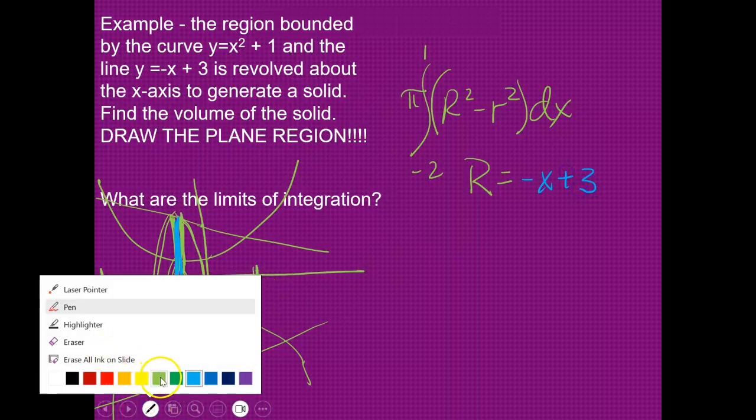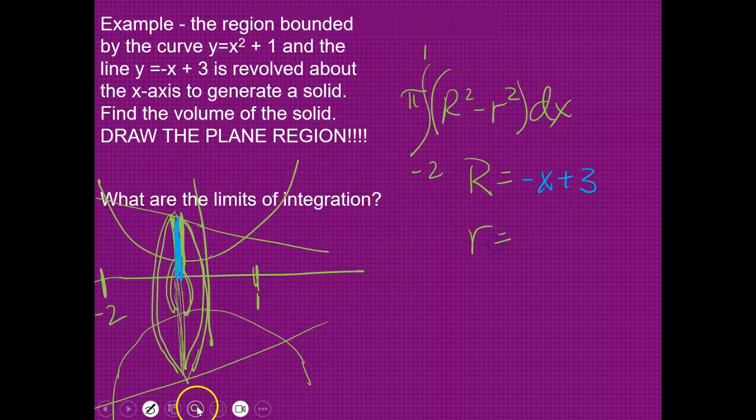Now I'm going to use my inner radius. And my inner radius, I will do in purple if we can see it, is this distance, the equation that is closest to our axis. That distance right here is this bottom equation, which is x squared plus 1. Ooh, that's not visible at all. So x squared plus 1.